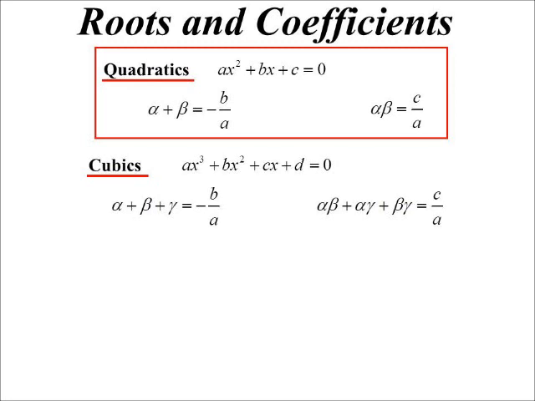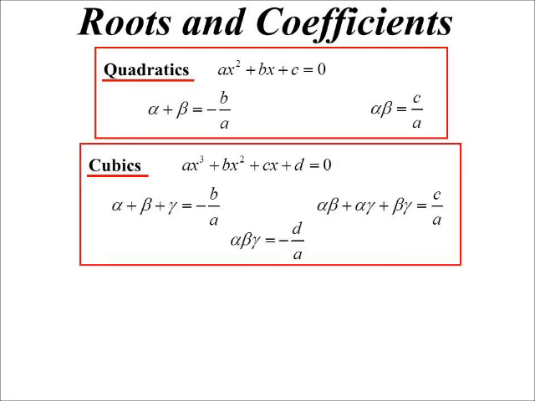Product of the roots, well, there's actually a couple of different combinations I could have now. Because yes, there's alpha beta, but I could also have alpha gamma, and I could also have beta gamma. So the three of those will still add up to be c on a. But for a cubic, there's going to be a third one. Because if I multiply all three together, we end up with minus d on a.